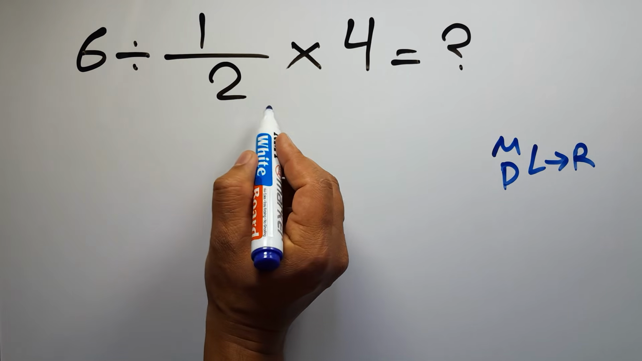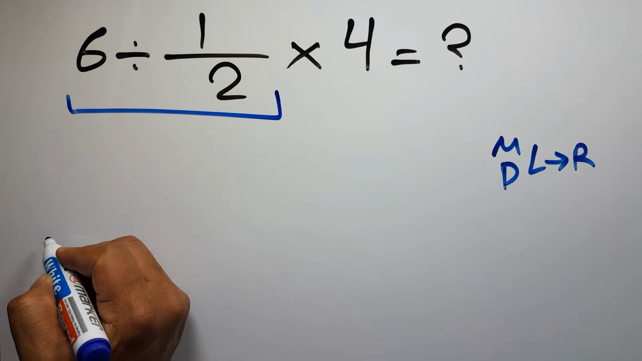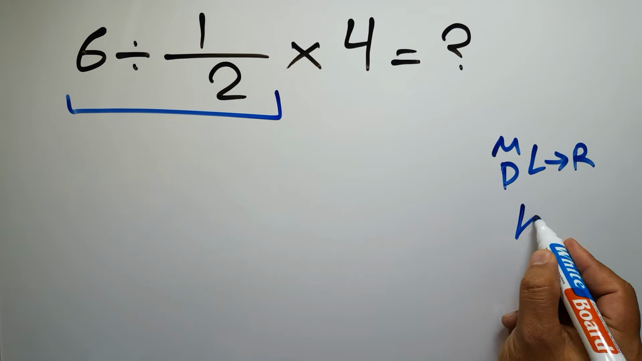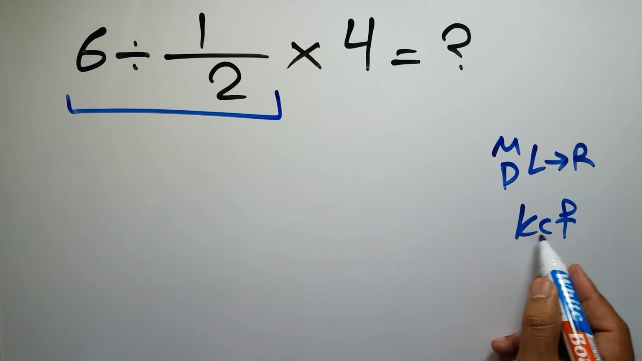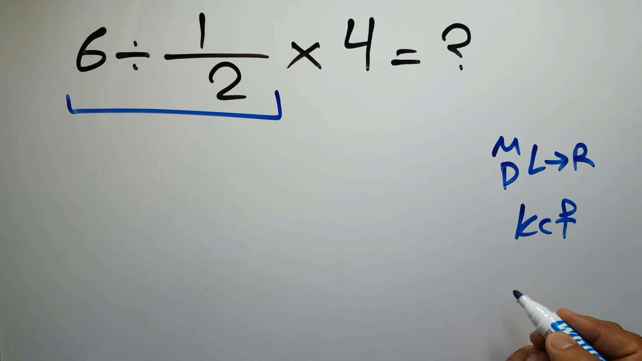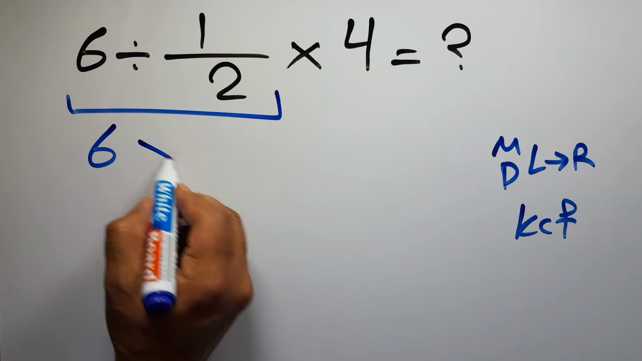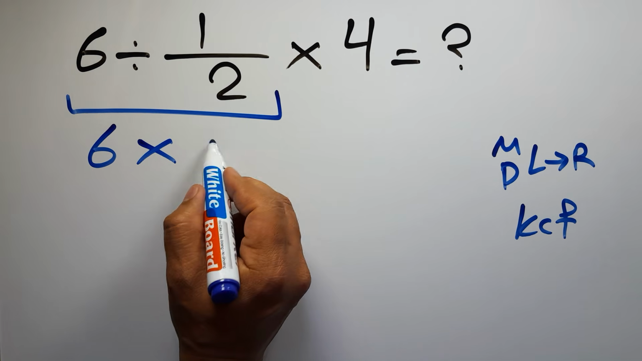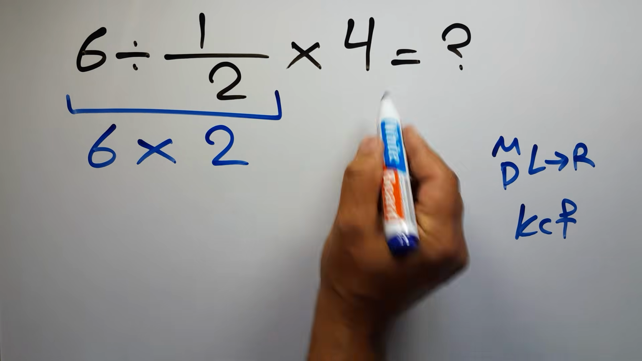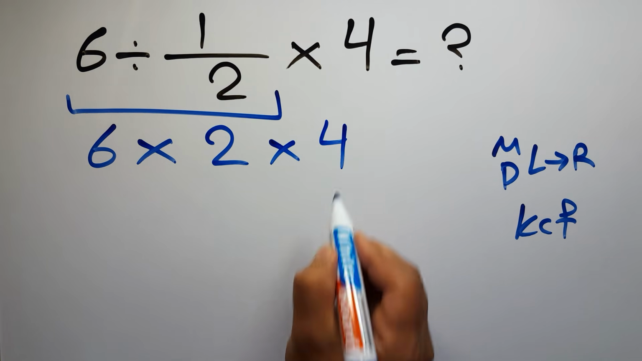6 divided by 1 over 2. According to the KCF rule, K stands for keep, C stands for change, and F stands for flip. We can write keep the first fraction, change division to multiplication, and flip the second fraction. And here we have times 4.